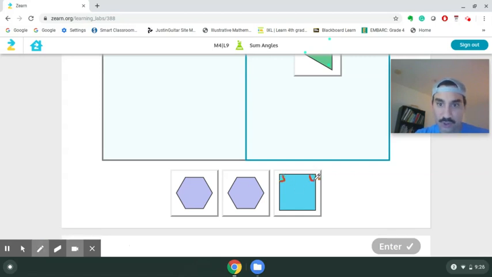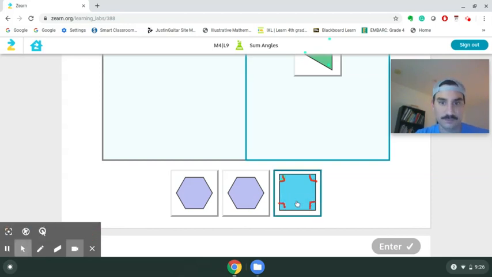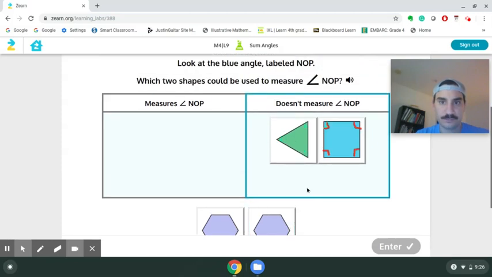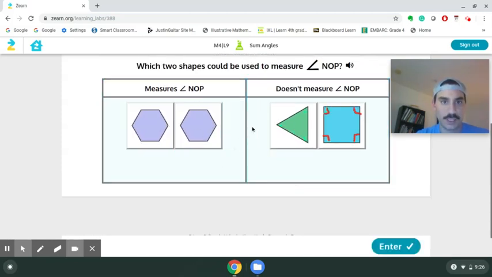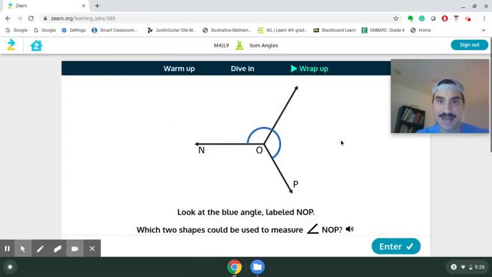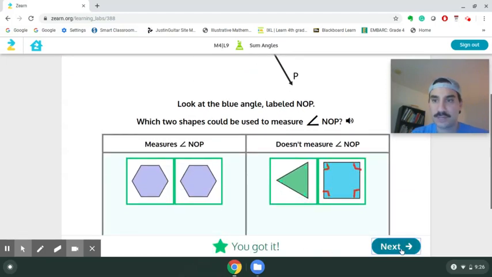We need angles that are larger than 90 degrees. We need obtuse angles. This isn't true. So it looks like our hexagons here are the only shapes that can slot right into these two places and create our new angle. You got it. Nice job.